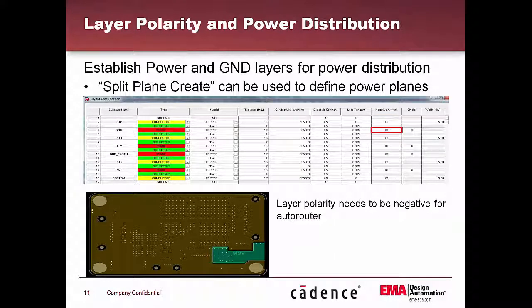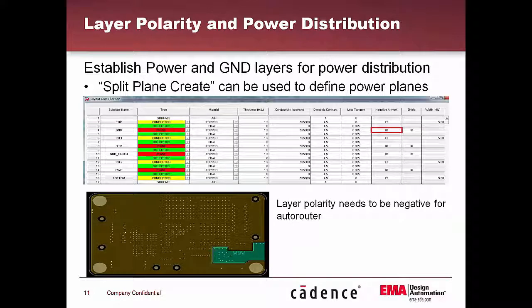The next thing we're going to talk about is layer polarity. So in the stack-up, if you go into the cross section of the board, you can see all my various plane layers. So I have my ground layer, I have my 3.3 volt plane, I have a ground earth, and I have another power plane. So these particular plane layers are designated as negatives. And this is so that I can take it into the Autorouter so that the router will handle it correctly.